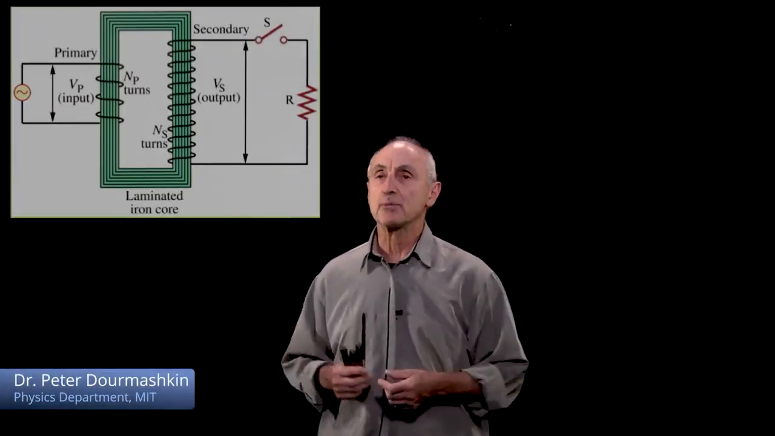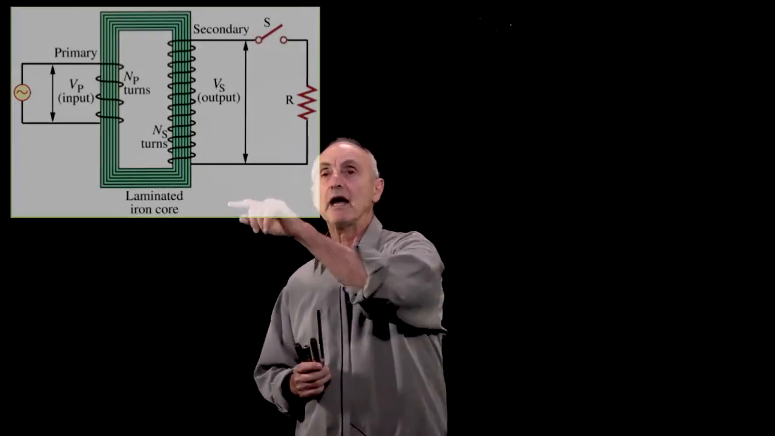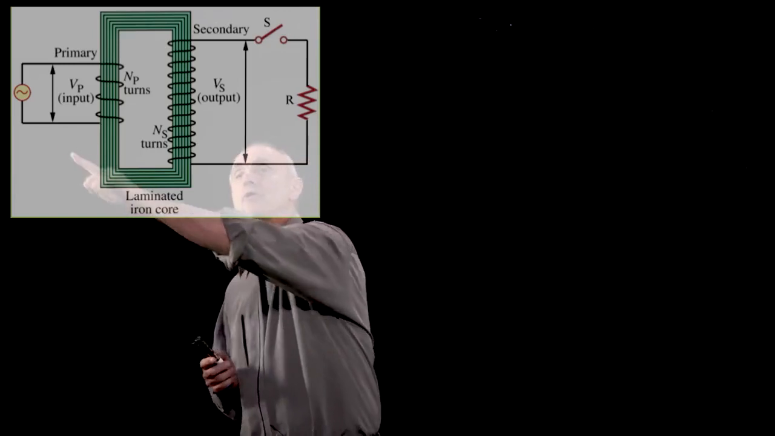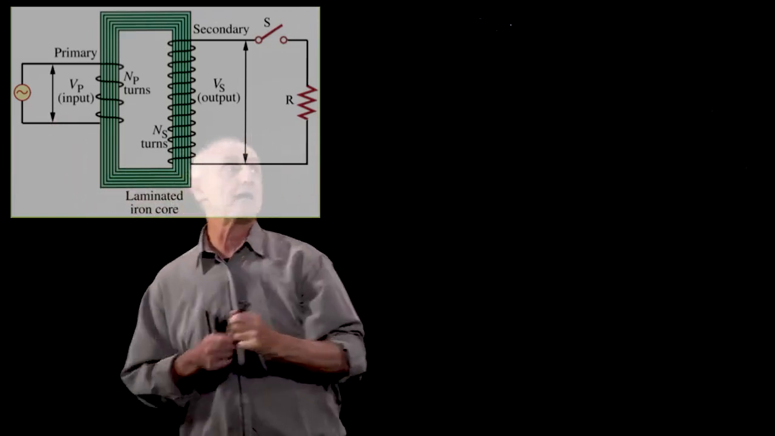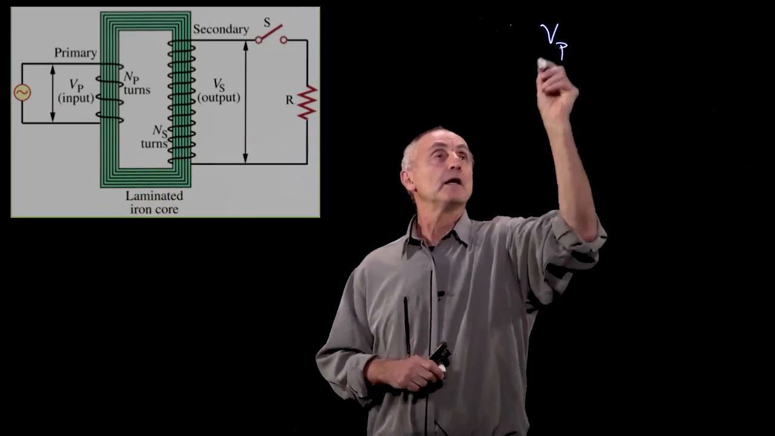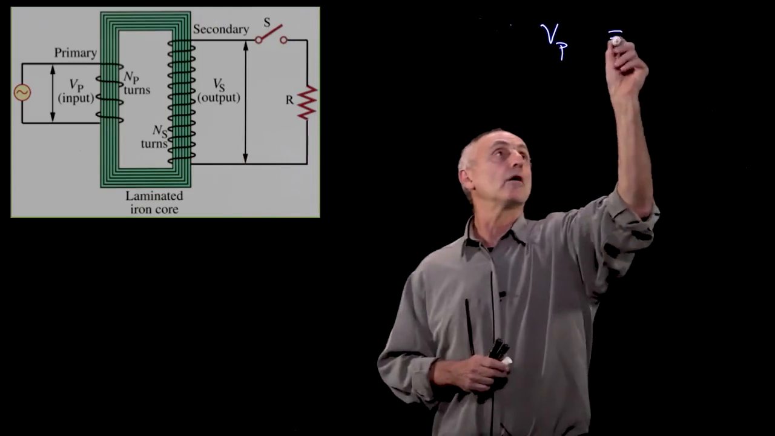We now would like to study the properties of what we call an ideal transformer. Here we have some type of voltage source. That's our input. We write that as VP, our input voltage. It's oscillating in time. That's what we call our primary.